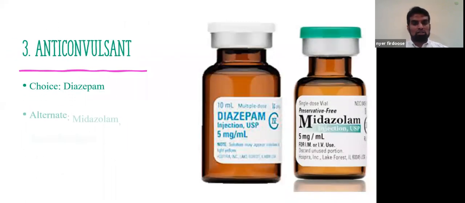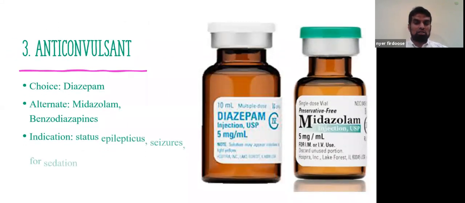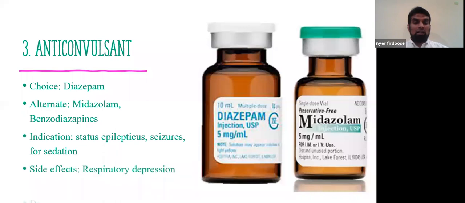Coming to the anticonvulsants, the drug of choice is diazepam, and the alternative to diazepam is midazolam or other benzodiazepines. The action is that diazepam and the barbiturates terminate seizure activity without any pronounced depression of the respiratory and cardiovascular system. They do have certain side effects such as respiratory depression, and they are available in a dosage of 5 milligrams per ml.